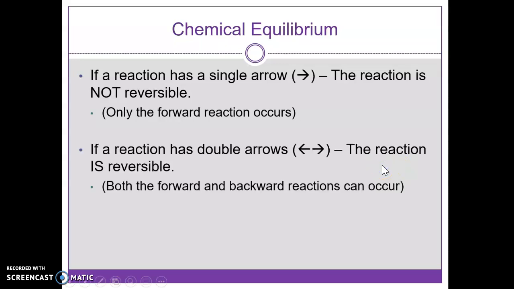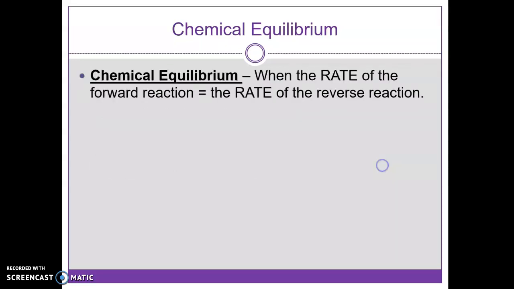But most reactions in life happen in both directions. So while the products are being formed at the same time, some of those products are turning back into reactants. And so it's a reversible reaction. And chemical equilibrium is when the rate of the forward reaction is equal to the rate of the reverse reaction.